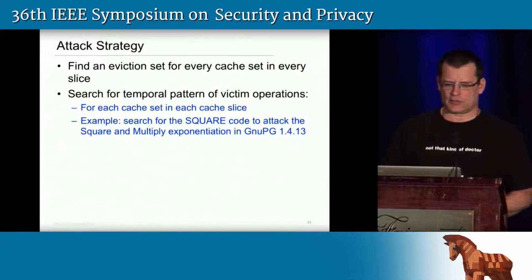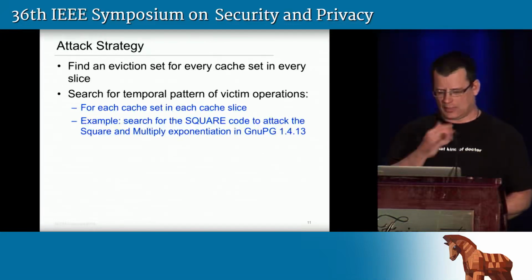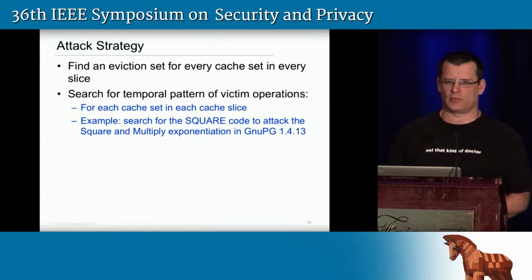That leads to the attack strategy. What we do is we actually find these, and then we start searching these cache sets for temporal patterns that we expect from the victim. The first example I'll show is how we find the square code when attacking square-multiply exponentiation.